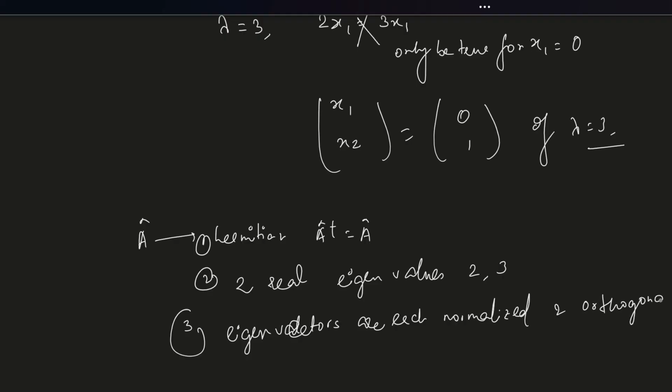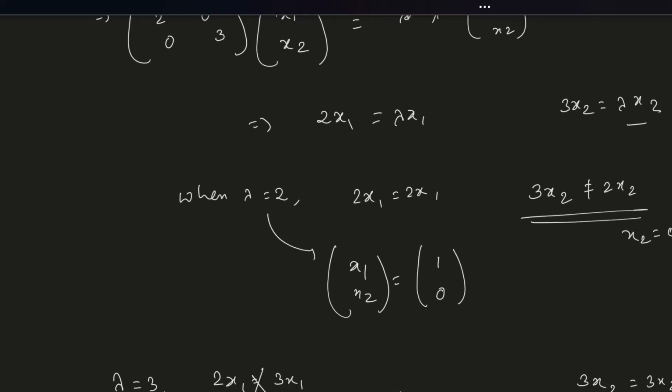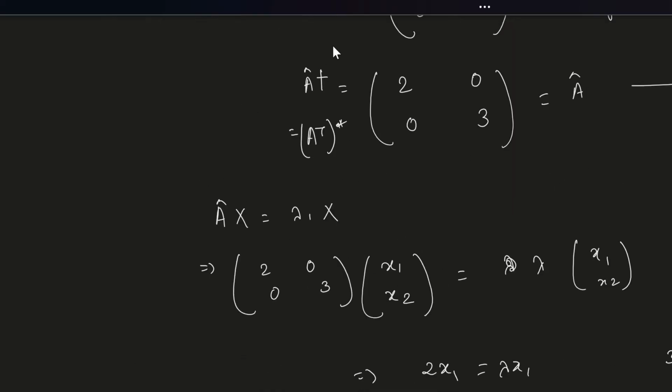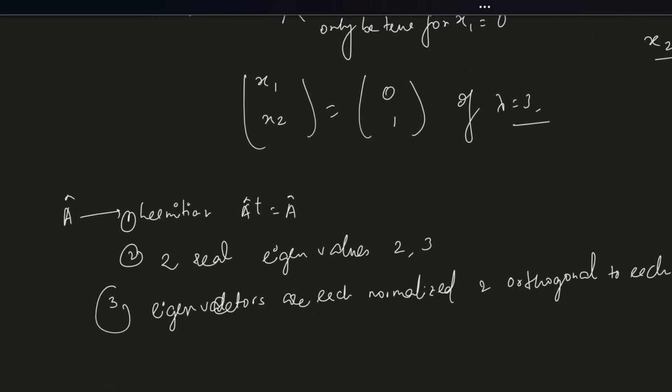Why orthogonal? Because you can see their inner product becomes 0. So how do you check that? If you take, let's say, one eigenvector is psi 1 and the other eigenvector is psi 2, orthogonal means this becomes 0. In other terms, psi 1 bra can be written as (1 0) along a row, and (0 1) along a column, because it is a ket. So that is equal to 1 times 0 is 0, 0 times 1 is 0, so this is 0. So this is orthogonal.